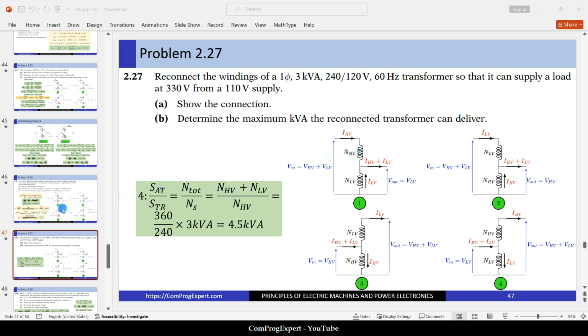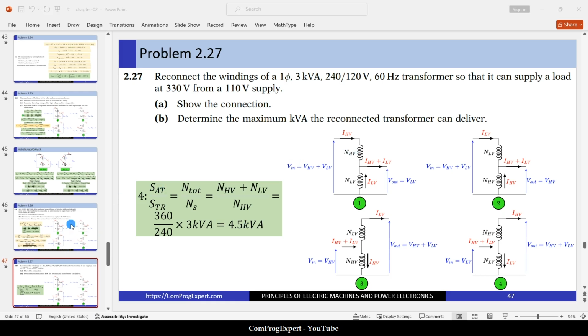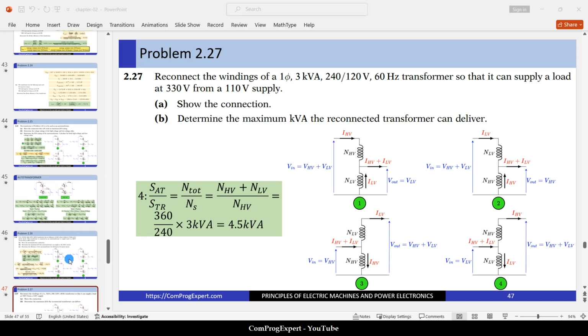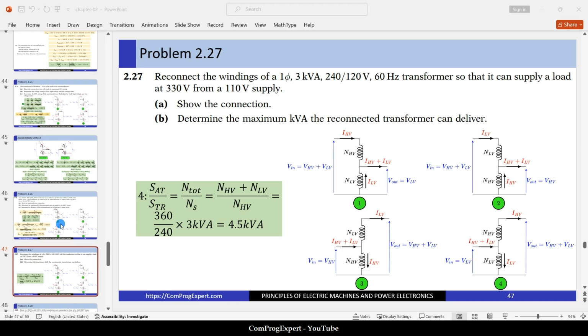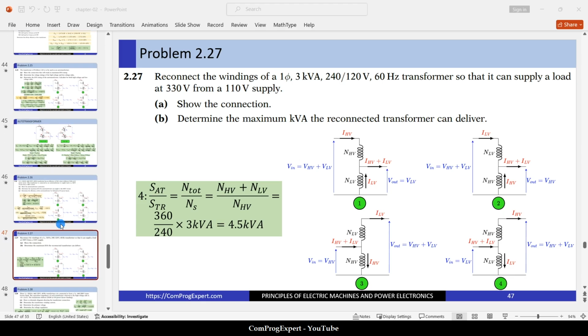Okay, so this is enough for this video. You can practice problems of the auto transformer section, and let's continue in the next video.